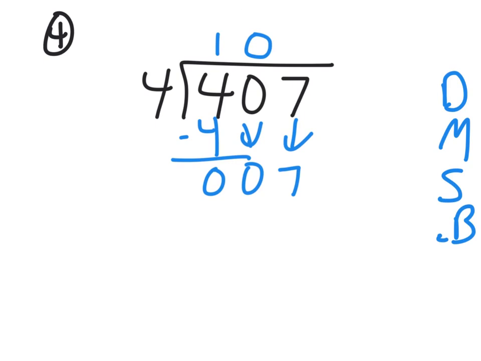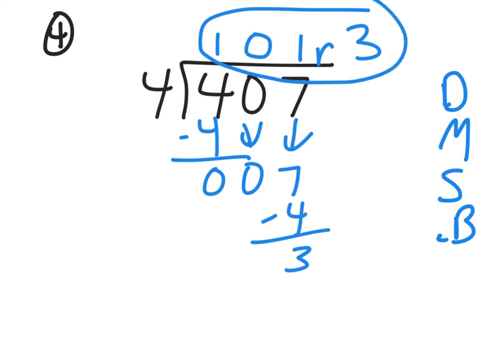Now 4 goes into 7 one time. 1 times 4 is 4. Subtract and get 3. Remainder 3. 101. Remainder 3 is the answer.